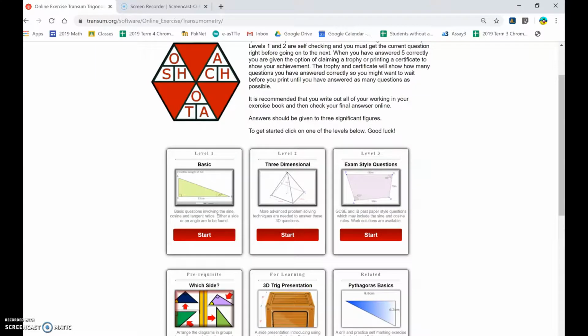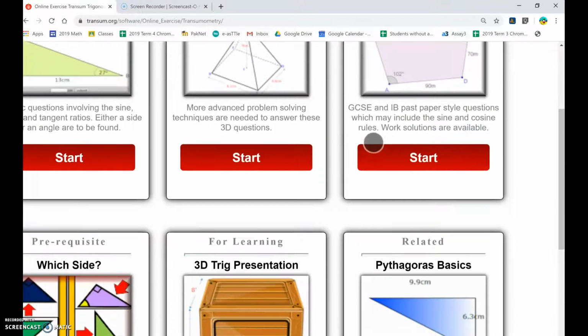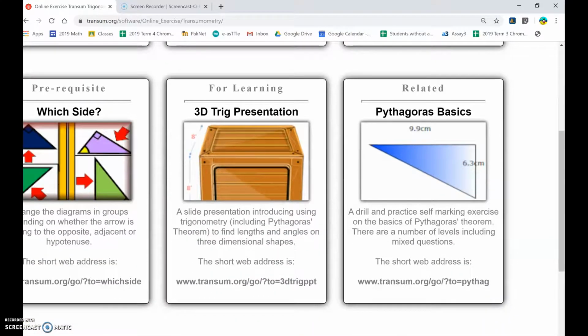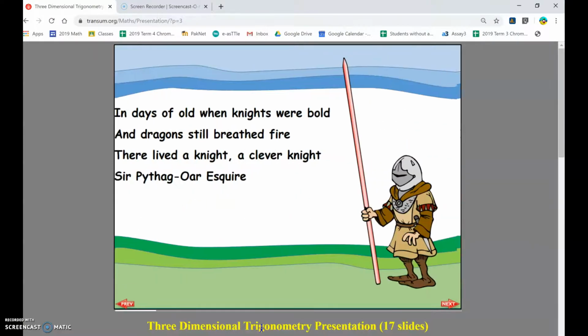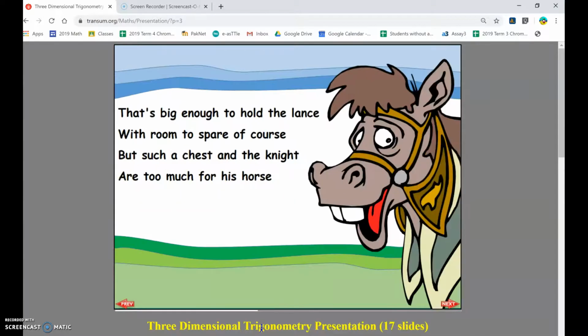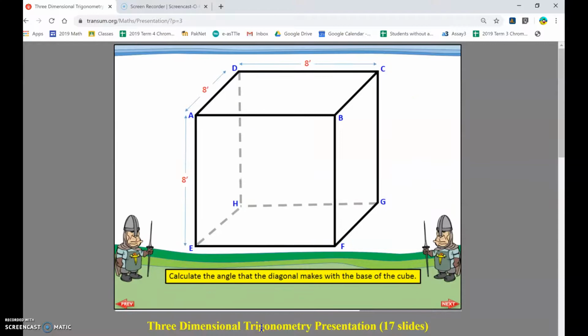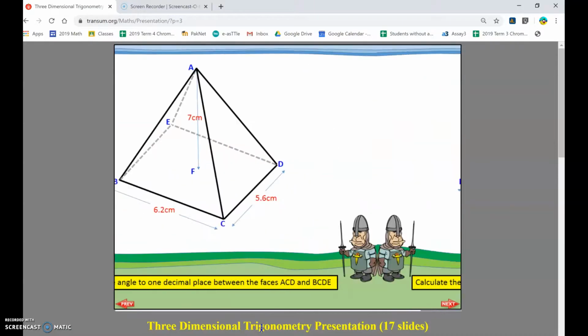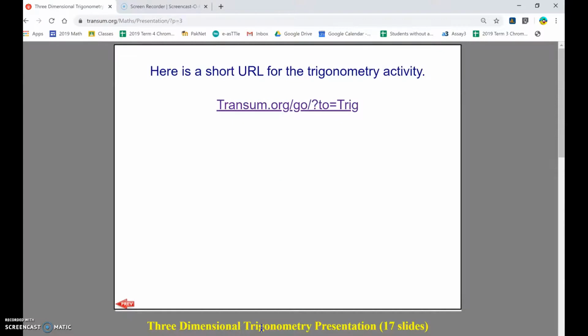So this was the 3D. More advanced problem solving techniques. I needed to answer 3D questions. Oh, and this is worth looking at. I suggest you have a nice little look, because it's got some nice diagrams, very nice diagrams. Yes, you could read through that and it actually gives you a how-to. I think that's enough for now.